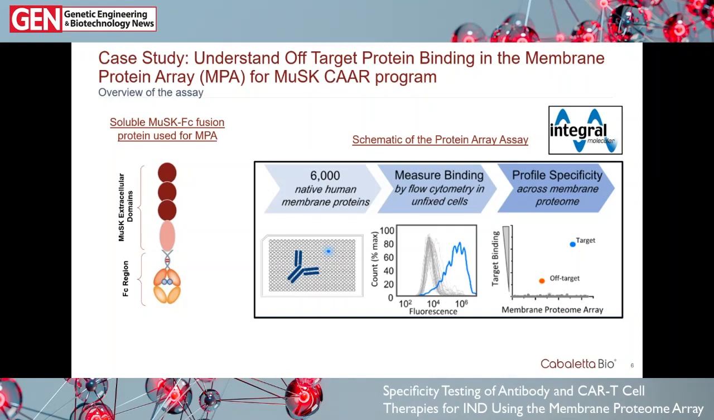So on the right here is the schematic of this protein array, where cells are expressing in certain combinations about 6,000 native human membrane proteins. They are scanned against the MuSK-FC protein that we have using flow cytometry, and if there's any specific target binding picked up, you're able to get the analysis at the end of the study.